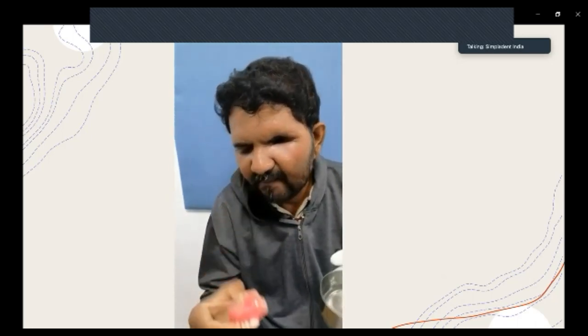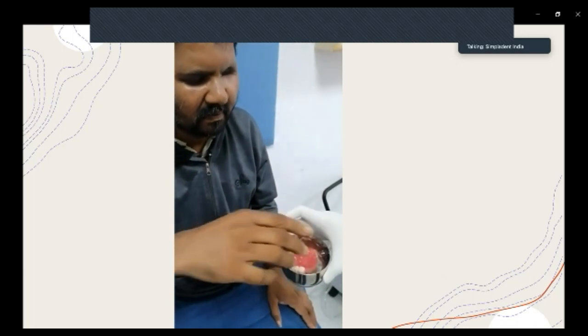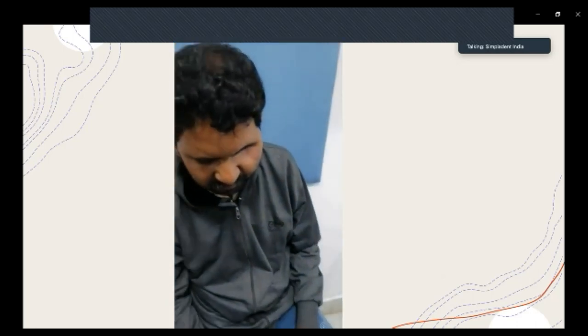Very good. So as you see, this is how the obturator was there, and within 2 days we completed the process, the implant placement, immediate loading, and you see how the lifestyle of a patient changes.